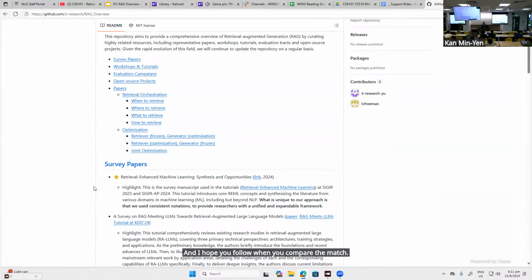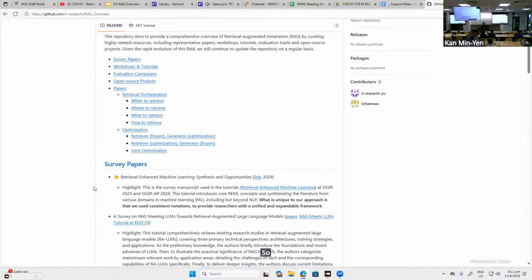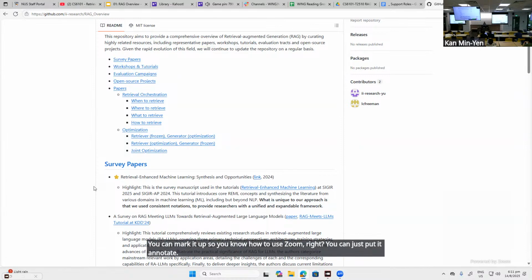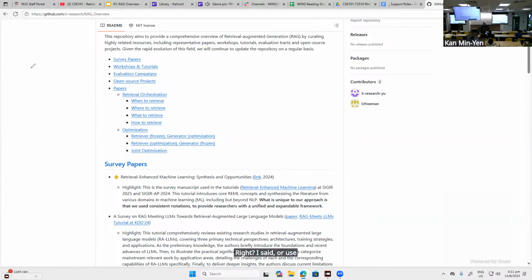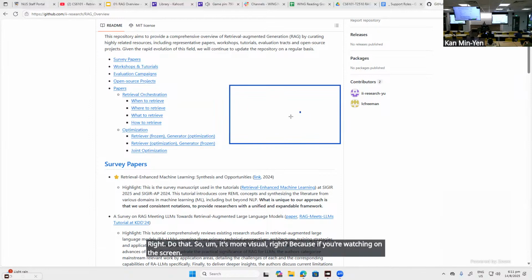Now, lecturing: I've already said a little bit, we're using this computer here. So try as much as possible to use the system that we have here. It has a pen. You can mark it up, and you know how to use Zoom, right? You can just annotate, press it or use the mouse to press it. And then you can annotate as appropriate, so it's more visual. Because if you're watching on the screen, you don't want something moving around.